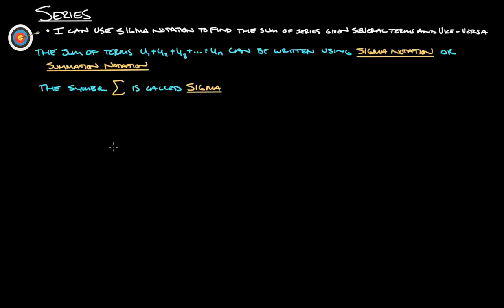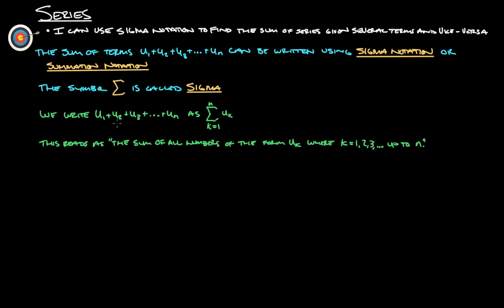All right, the sum of terms, u sub 1, first term, u sub 2, second term, u sub 3, so forth and so on, all the way up to u sub n, which in this case is the last term, can be written using sigma notation or summation notation. This symbol here, this little funny looking E, is sigma, and that's why it's called sigma notation.